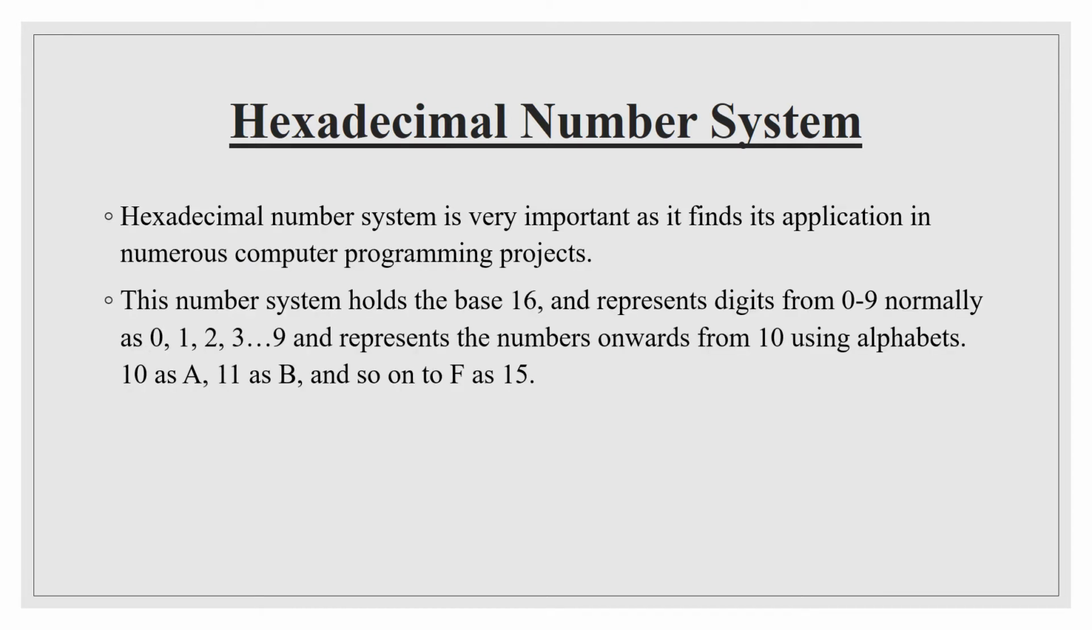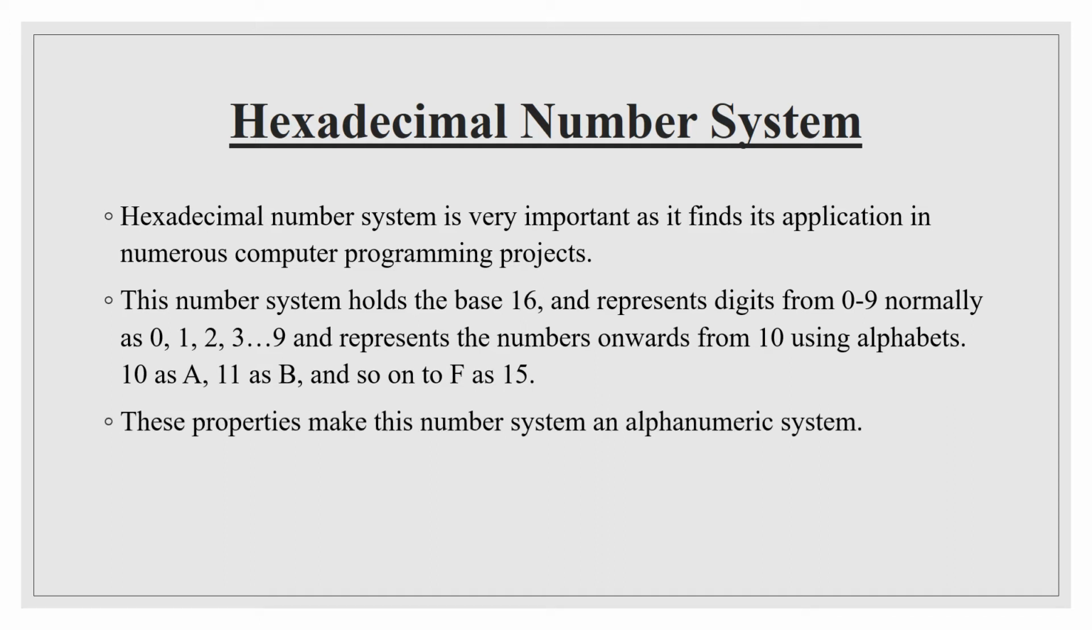Now coming to the point, hexadecimal number system. The hexadecimal number system is very important as it finds application in numerous computer programming projects. This number system holds the base 16 and represents digits from 0 to 9 normally as 0, 1, 2, 3 to 9, and from 10 onwards uses alphabets: 10 as A, 11 as B, and so on to F as 15. We will discuss it in the next slide briefly. These properties make this number system an alphanumeric system.